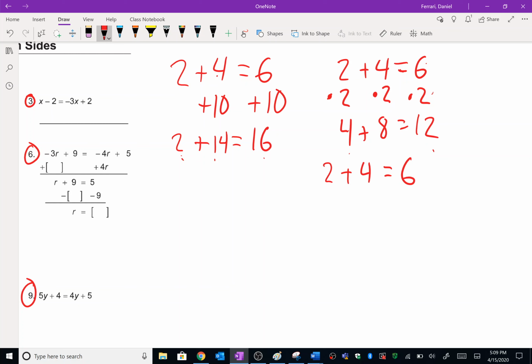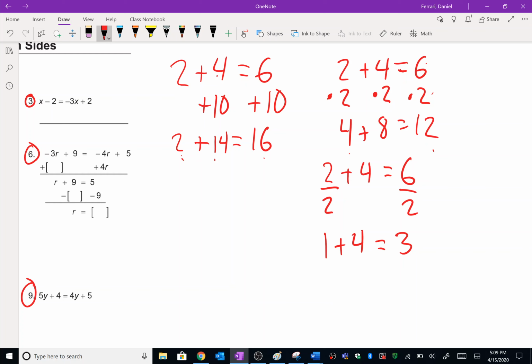Okay, because they're all even numbers, I'm just going to divide by 2. Again, if I just divide by 2, same thing I did with the addition problem, once on each side: 2 divided by 2 is 1, plus 4 equals 6 divided by 2, which is 3. 1 plus 4 is not equal to 3, okay?